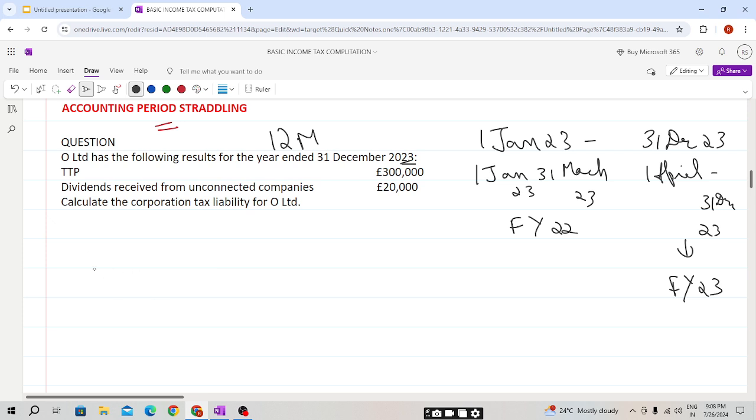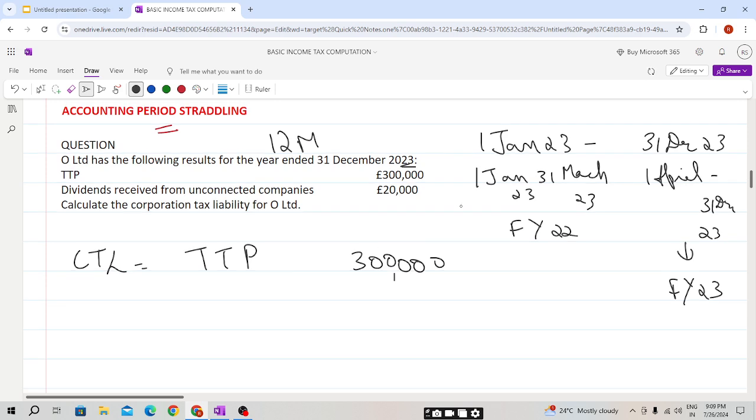Now students, we will first calculate the corporation tax liability we will be paying on TTP. So the corporation tax will be paid on TTP. The TTP is 300,000 pounds. Now, from 1st Jan to 31st March we will be following the Finance Act 22 financial year rates of 22, that is 19% flat.